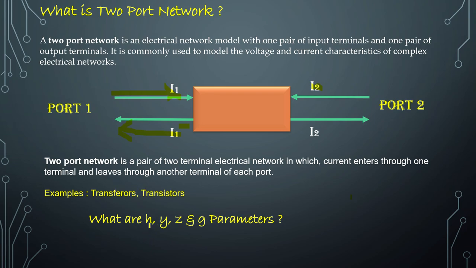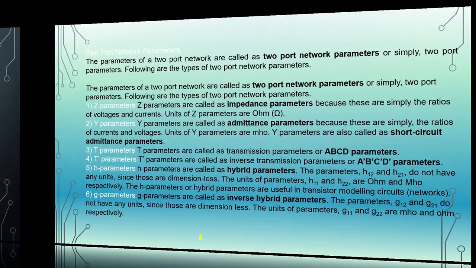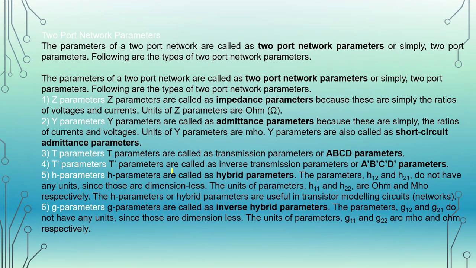Now let us discuss what these H, Y, Z and G parameters are. The same thing we discussed earlier, we will discuss in another context. Actually there are a total of 6 parameters: Z parameters, Y parameters, T parameters, T dash parameters, H parameters and G parameters. Out of these 6, T and T dash are also called ABCD parameters. So these are not part of our discussion today. We have to concentrate on Z, Y, H and G.